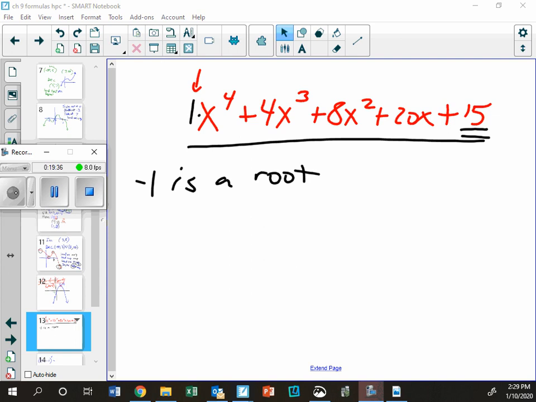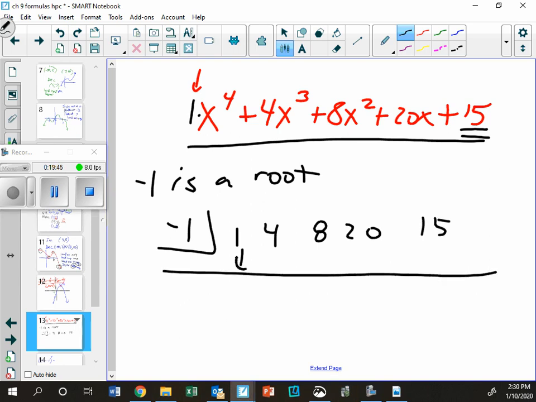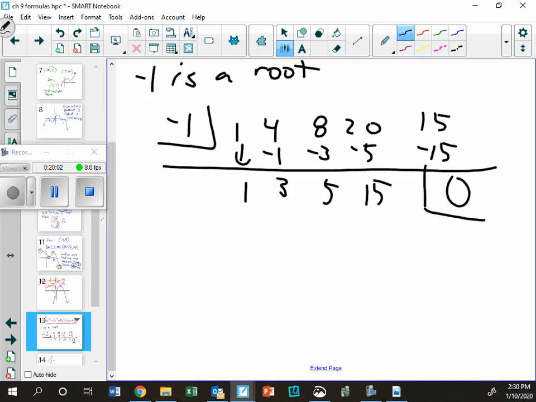Answer, I hope you use synthetic. That's what I think the easy way would be. 1, 4, 8, 20, 15. Draw the line. Drop it like it's hot. Multiply. Add. Multiply, add, multiply, add, multiply, add, 0 at the end. Yay, it worked. Raise your hand if you had that one right. Awesome. Now, that's what you had to do for the R2.